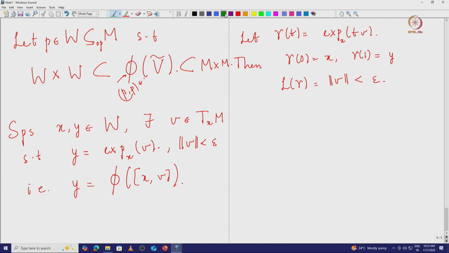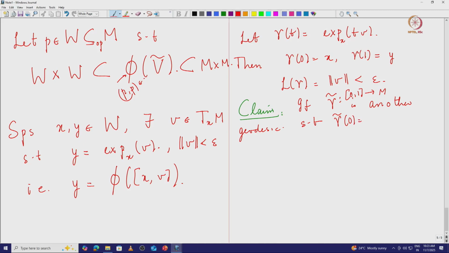Why is this unique? So I want to claim that this is unique. So claim that if gamma tilde from, let us say, 0 1 to M is another geodesic such that gamma tilde of 0 is x and gamma tilde of 1 is y, and the length of gamma tilde is less than epsilon, then in fact I want to claim that gamma tilde is identically equal to gamma.